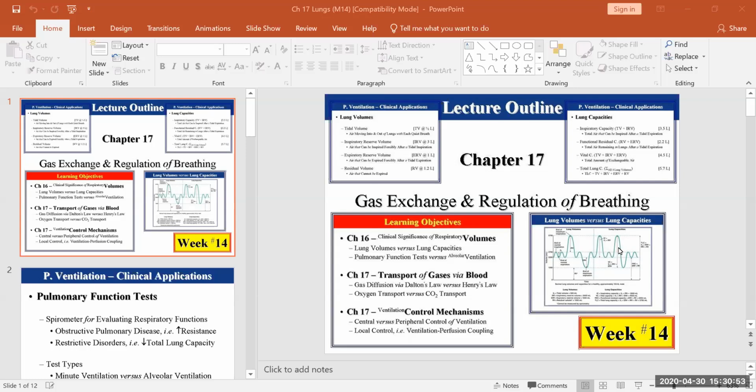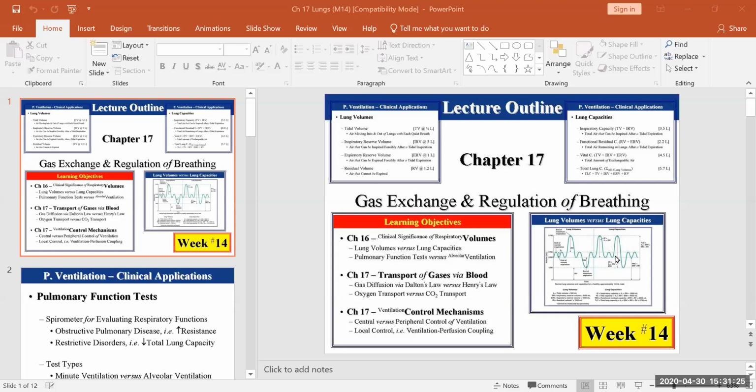And over here is the sum of different volumes. The inspiratory capacity is the sum of the TV and the inspiratory reserve volume. So that's the sum of the two. Whereas the functional residual capacity is the residual volume with the expiratory reserve volume. So that's over here. And the vital capacity is all 3 up here.